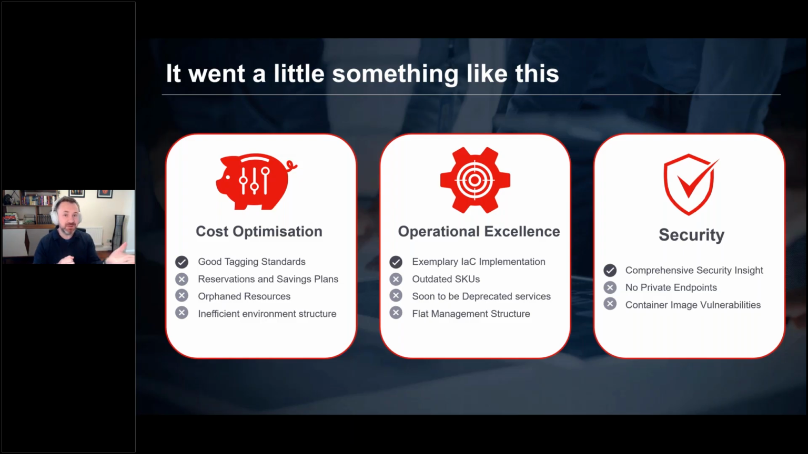Despite consistent usage throughout their environment, they were hardly using any reservations or savings plans. And to me, that is just leaving money on the table. In fact, some of the resource SKUs they were using didn't even qualify for reservation discounts. And this just does not paint the picture of a proactive FinOps service. And that was further evidenced by the sheer amount of orphaned resources we found throughout their environment.